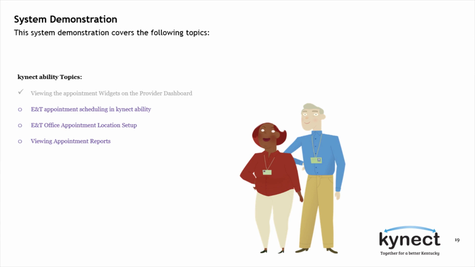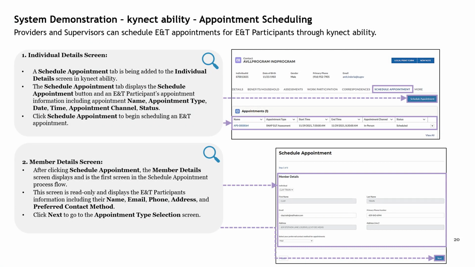Now we shift our focus to scheduling an ENT appointment within Connectability. Providers and supervisors can now schedule ENT appointments for ENT participants through Connectability. A new Schedule Appointment tab is added to the individual detail screen in Connectability. Upon clicking the Schedule Appointment tab on the individual details screen, the Schedule Appointment screen displays the participant appointment information, including the appointment name, appointment type, date, time, appointment channel, and status.